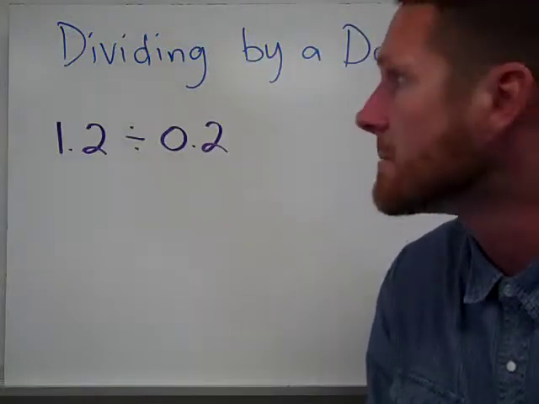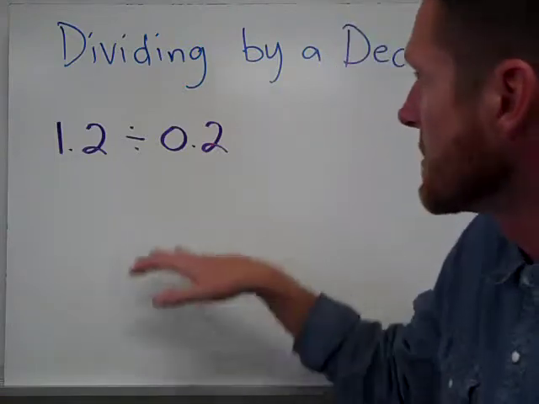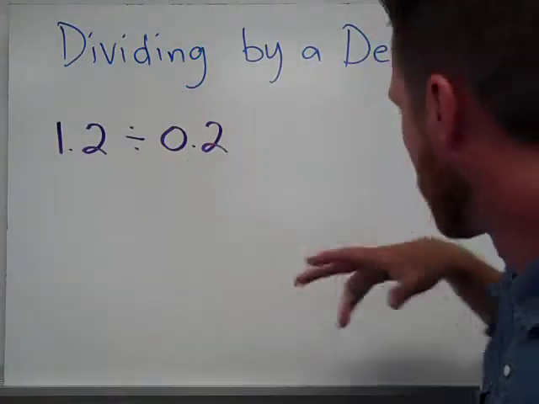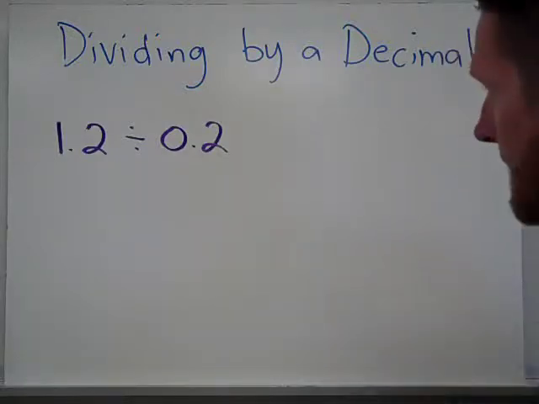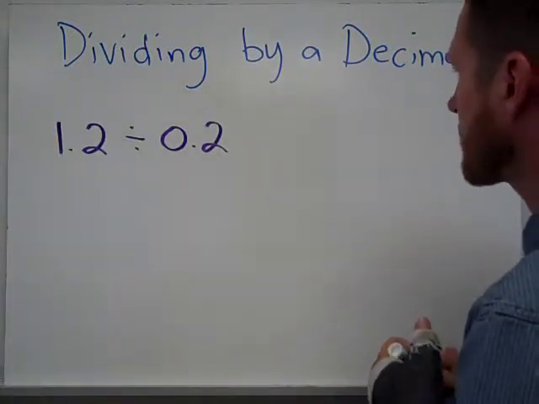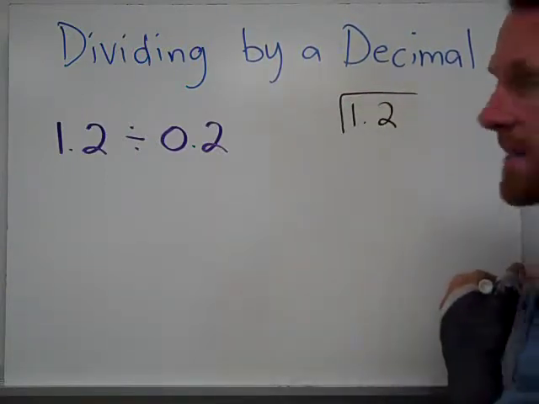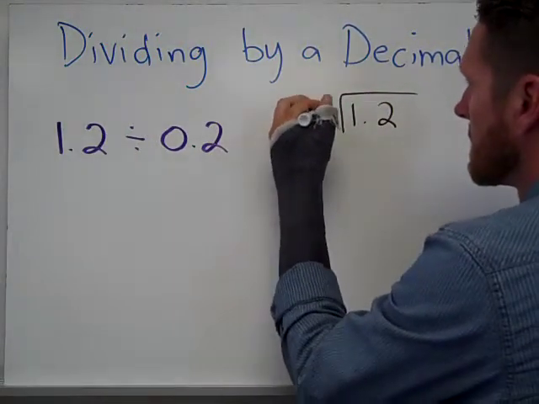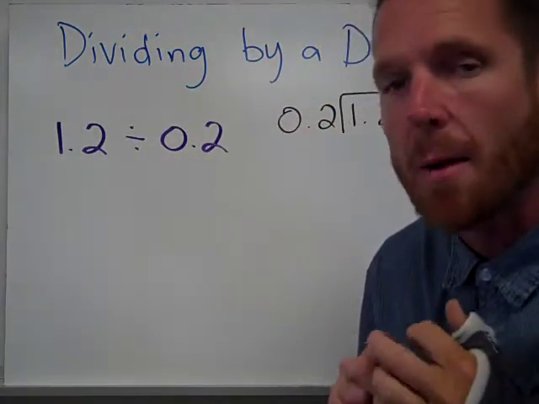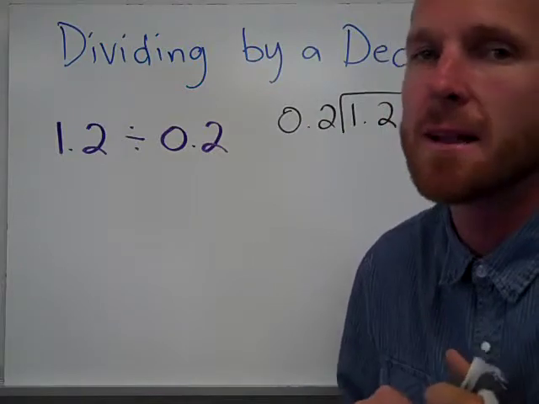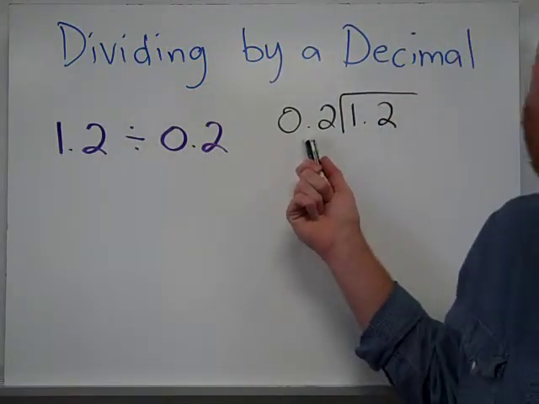Alright, so we're still talking about decimals, and now we're talking about dividing by a decimal. Basically what you're doing is dividing a decimal by a decimal. If I was to write this problem out, it would look like 1.2 divided by 0.2. Now the problem with a decimal divided by a decimal is that we cannot divide with this decimal point right here.